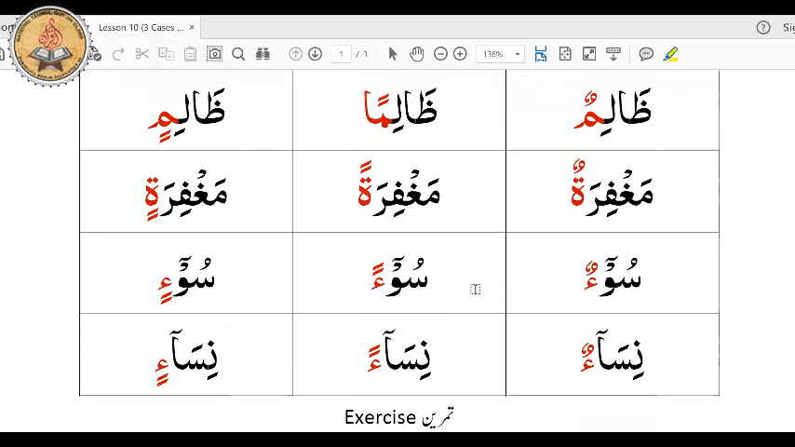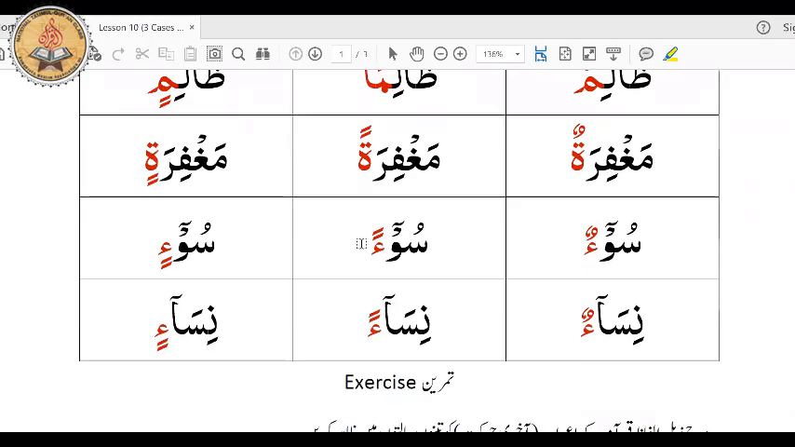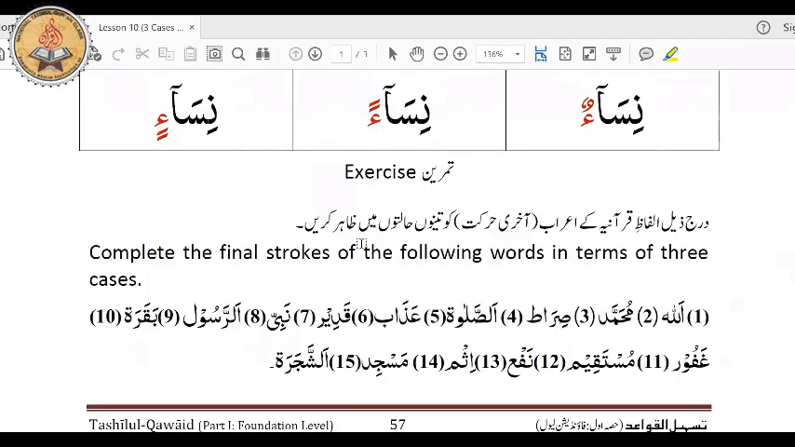So we talk about su'un, su'an, su'in, nisa'un, nisa'an, and nisa'in. Next we come to tamreen, which is exercise, and I want you to complete the final strokes of the following words in terms of three cases. Now, there are 15 examples that have been given to you.